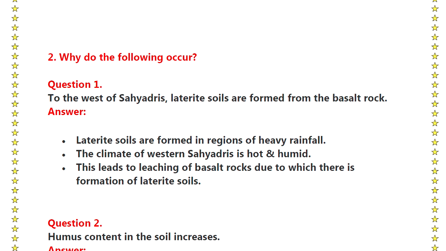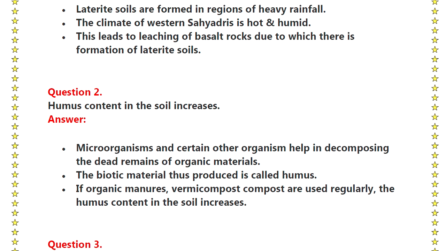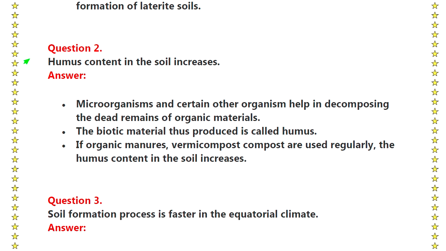Okay, next is question number 2. Humus content in the soil increases. Answer. Microorganisms and certain other organisms help in decomposing the dead remains of organic material. The biotic material thus produced is called humus. If organic manures and compost are used regularly, the humus content in the soil increases.